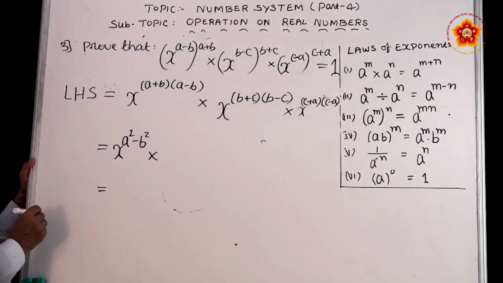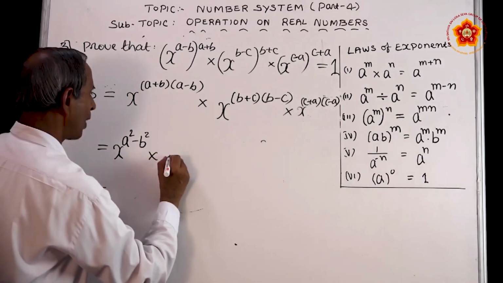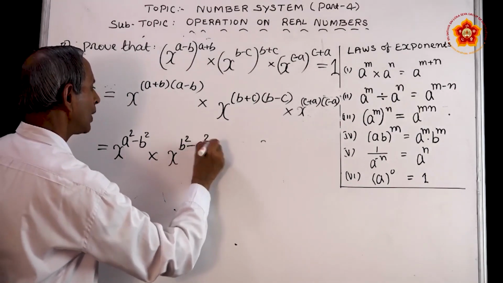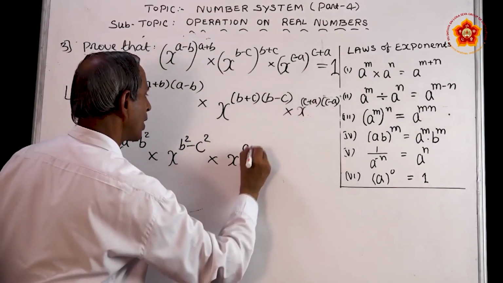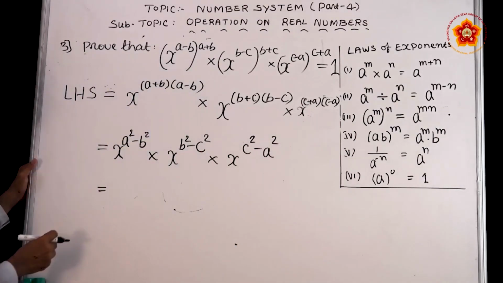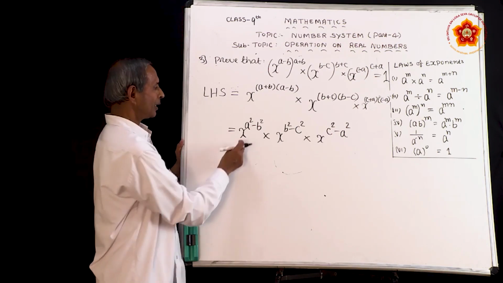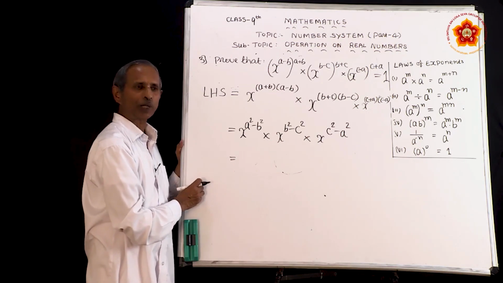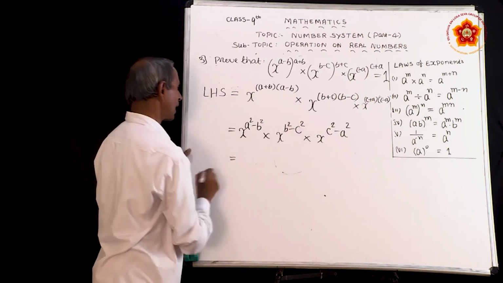Now let us simplify. You will get x to the power of a square minus b square. Next term, if you apply the formula, you will get x to the power of b square minus c square, multiplied by x to the power of c square minus a square. Once again, you have to apply the multiplication formula. Whenever multiplication is there and the bases are equal, then you can apply the first formula. According to the first formula, you have to add the powers of the base. Now let us add.